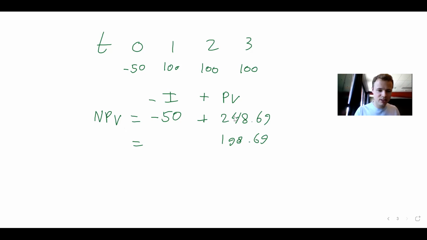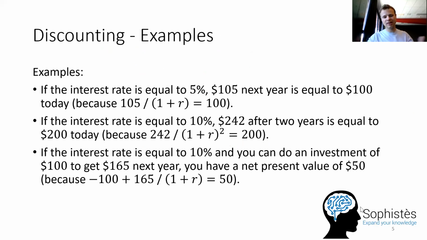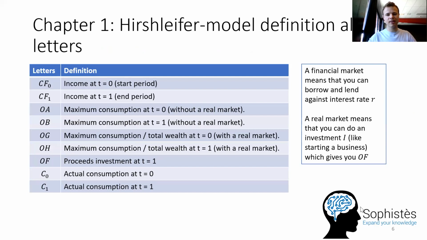Okay. So now, here are some examples. I basically did them already on the whiteboard. Now I'm going to tell you about the Hirshleifer model. Okay, on the exam you always get 2 questions about the Hirshleifer model. And the idea is that you first need to know what all the formulas, what all the letters are standing for.